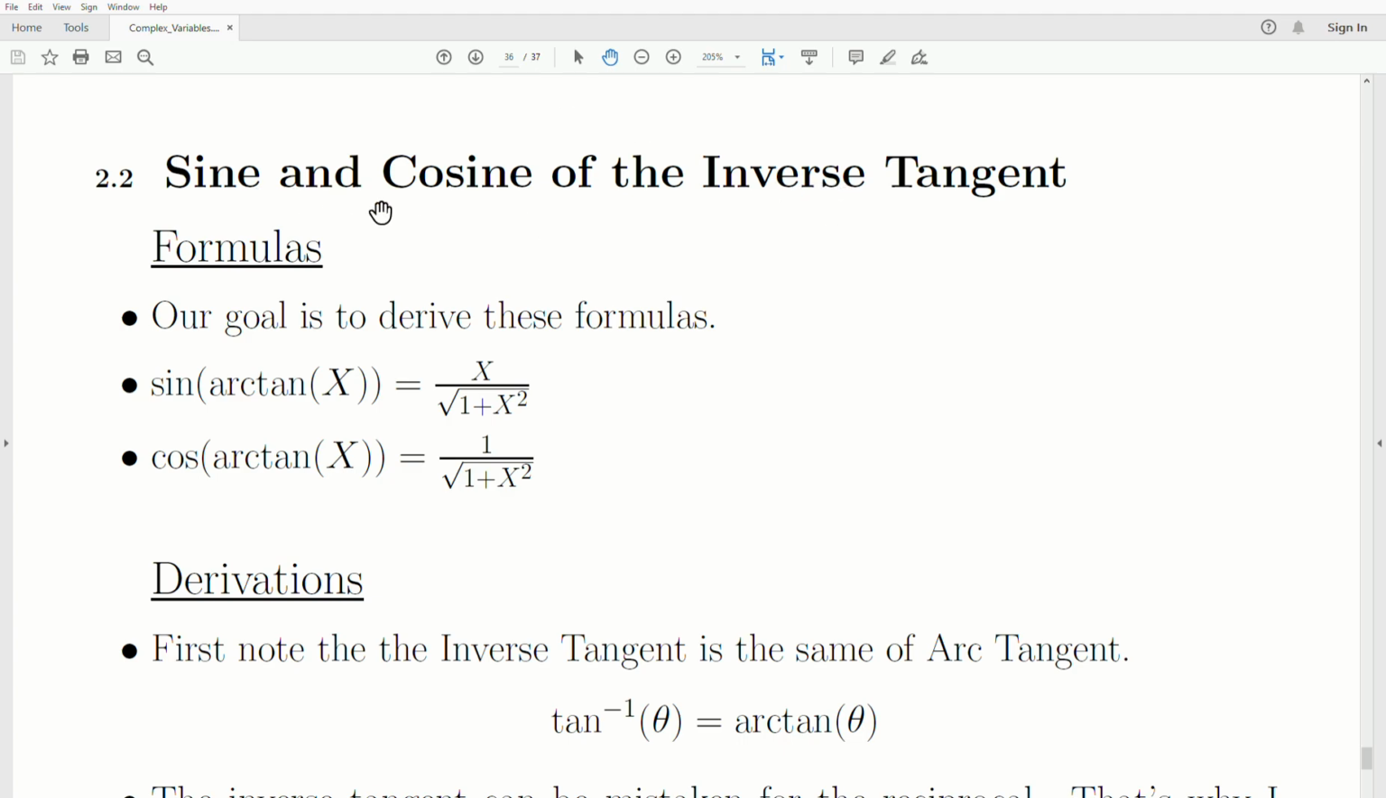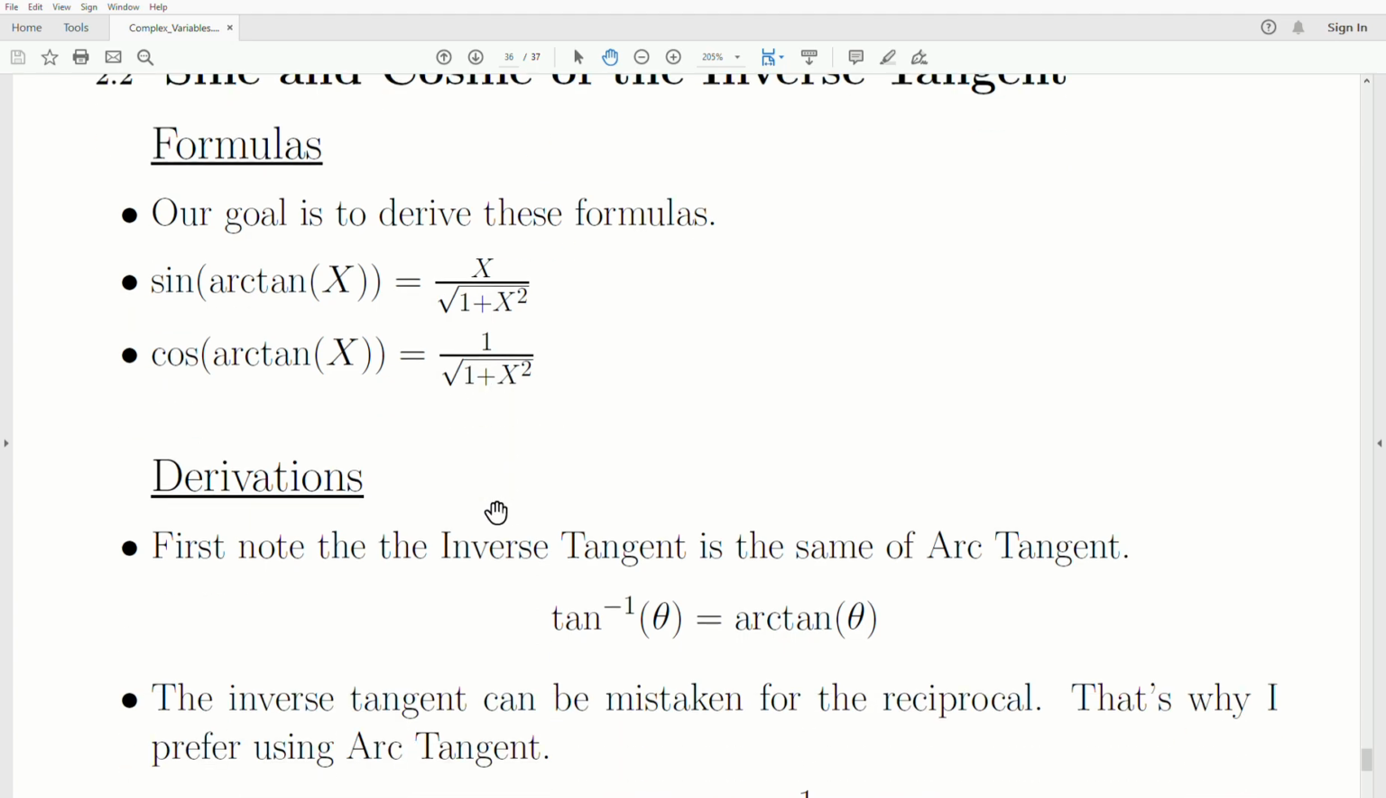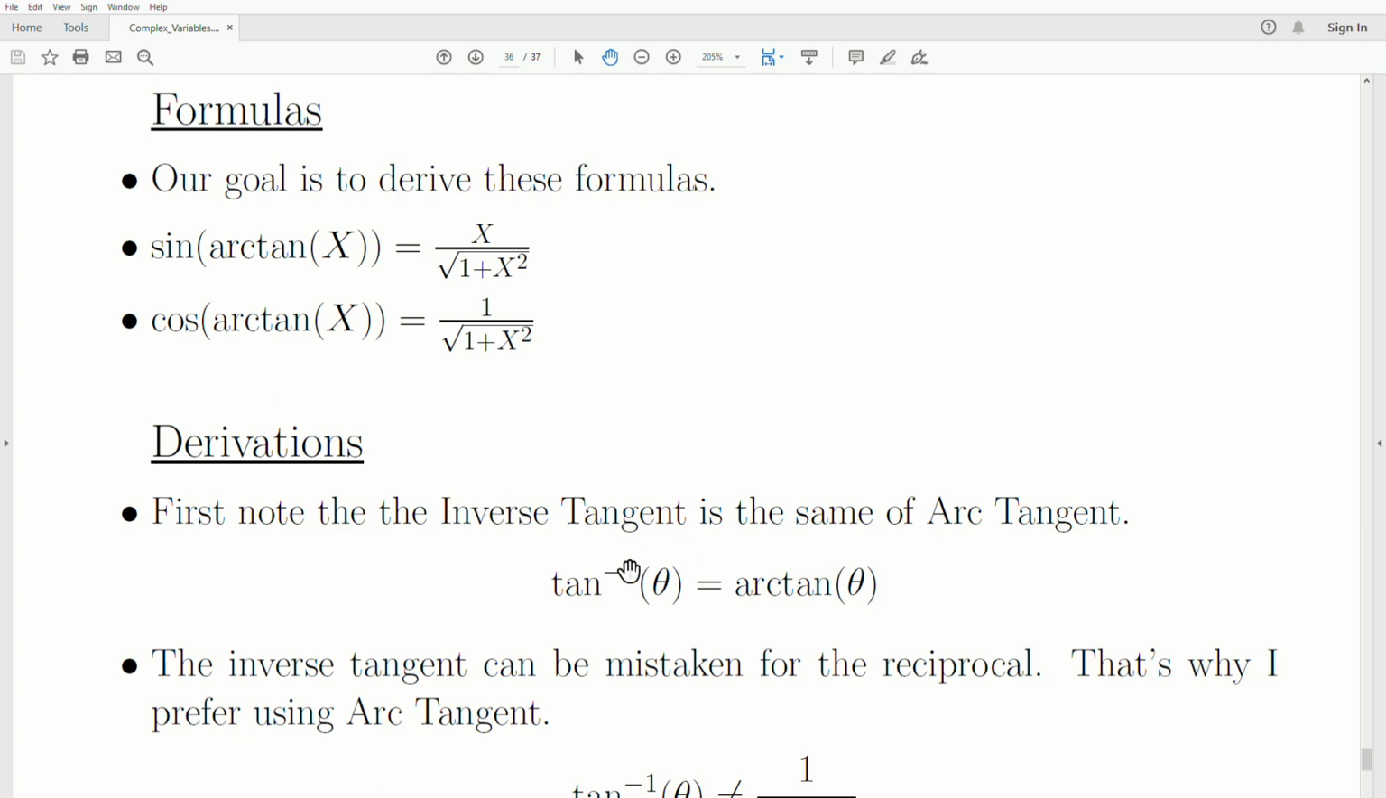And today's topic is the sine and cosine of the inverse tangent function. So the formulas that we want to derive, this is our goal, are these two formulas. The sine of the arctangent of x is equal to x over the square root of 1 plus x squared. And the cosine of the arctangent of x is equal to 1 divided by the square root of 1 plus x squared. Okay, so let's start the derivations, but first briefly talk about nomenclature.